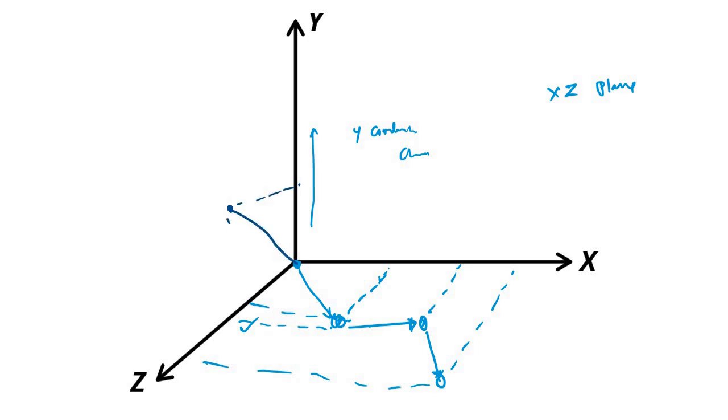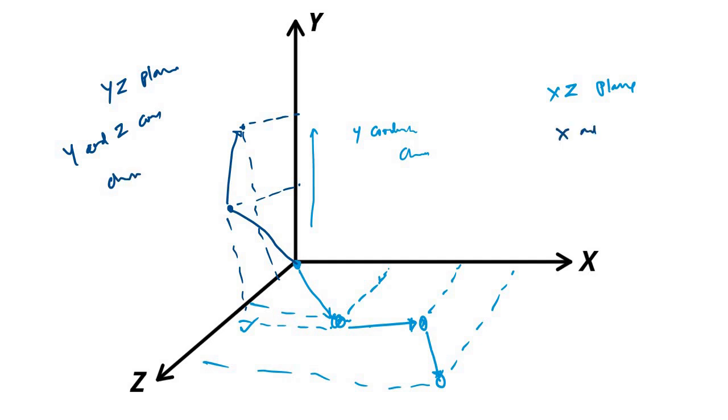So here the z and the y coordinates are changing. Again, let's say it moved here. Again the z and the y coordinates are changing. So here the motion is along the yz plane, okay, yz plane, because only the y and z coordinates are changing. The x coordinate is constant.